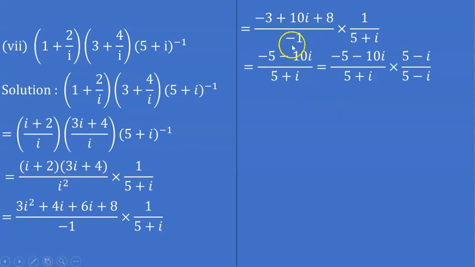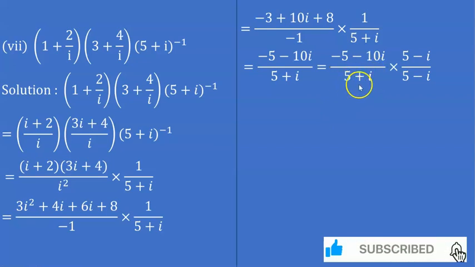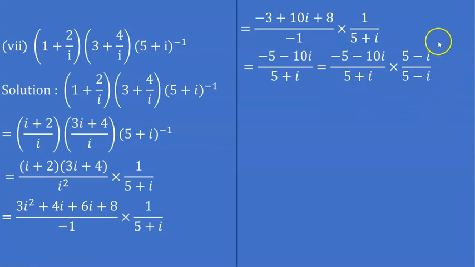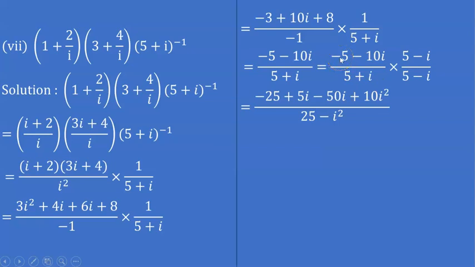But to the denominator you have a minus sign, therefore this plus 5 will become minus 5 and plus 10 will become minus 10. Therefore the numerator is minus 5 minus 10i, into 1 upon 5 plus i. Here is the denominator 5 plus i, and next, rationalize this denominator by multiplying numerator and denominator by 5 minus i. And next simplification, minus 5 minus 10i into, in the next bracket, 5 minus i.